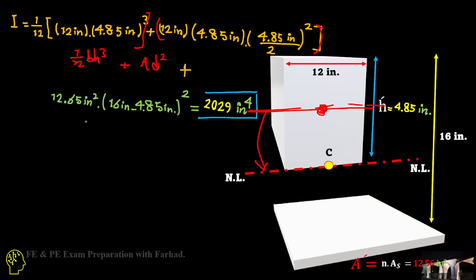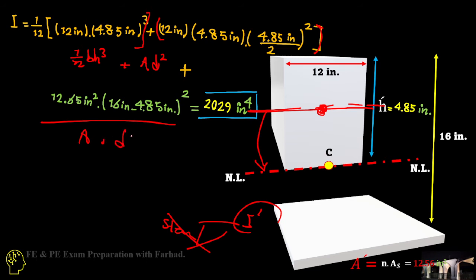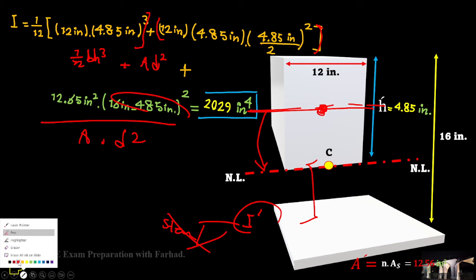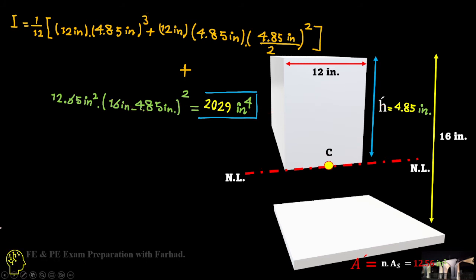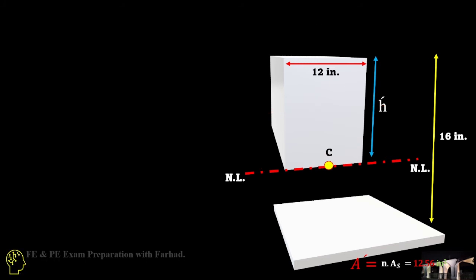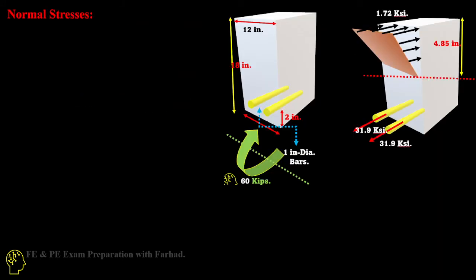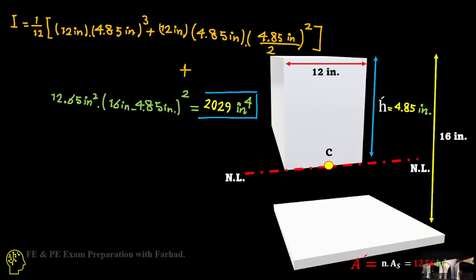That's positive, and plus then A d squared, because I prime for a steel rod is almost negligible, and that's just A d squared. That's A times d squared, where d is the distance from here to here. And I is equal to the moment of inertia. If you do the math, it gives you a moment of inertia equal to 29 inch to the power of four.